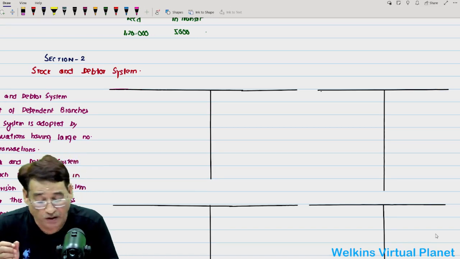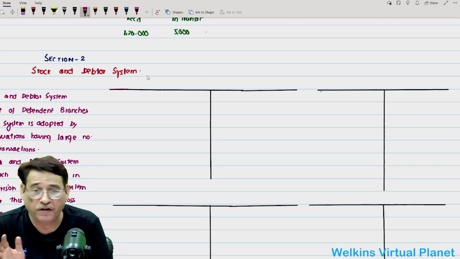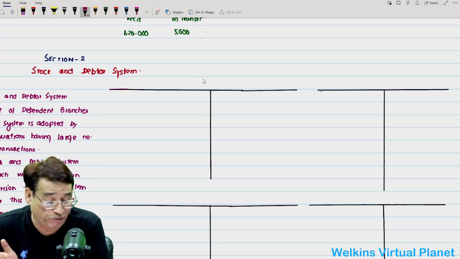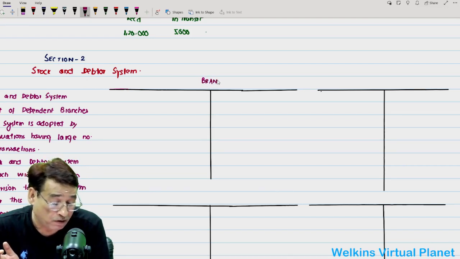Is it clear to you? So now, as far as stock and debtors system is concerned, under this we will be supposed to prepare one branch stock account. So that means here, there will be no common account.